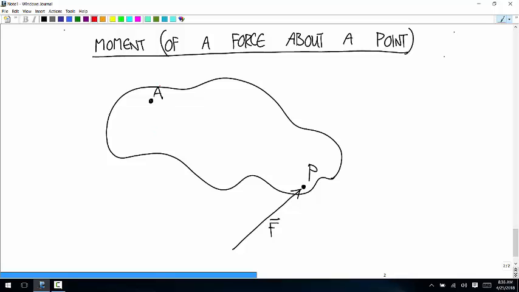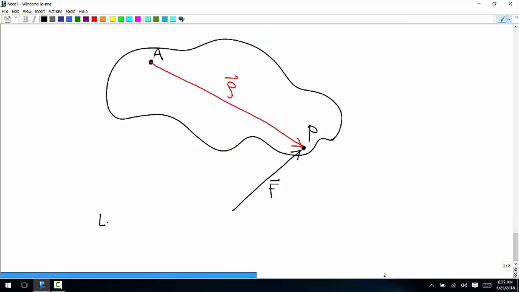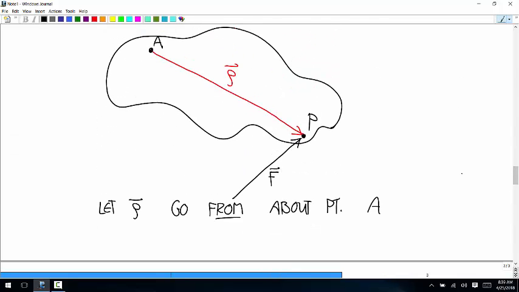Okay, so that's the force F. And we're going to define a rho vector that goes from A to P. And you have to remember this or you'll get your answers wrong. So this is the rho vector. So let the rho vector go from the about point A to the point where the force is applied.